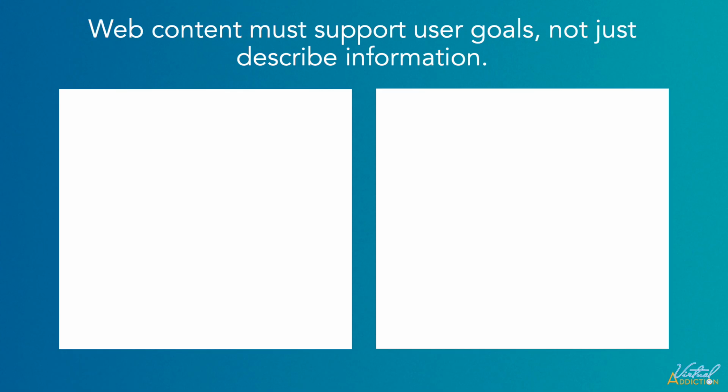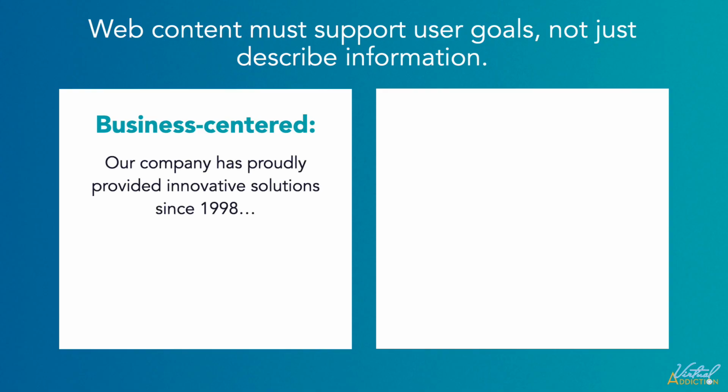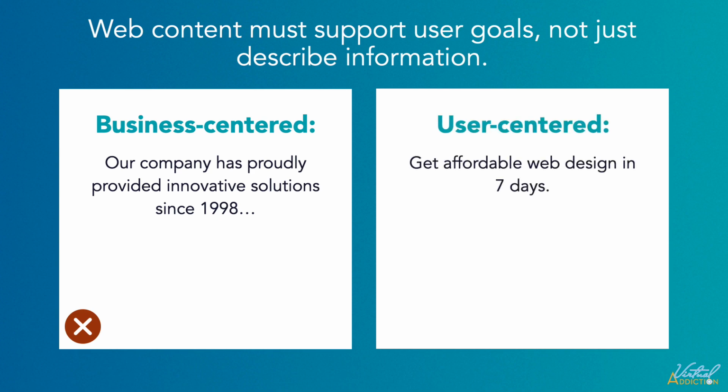Here's an example. Business-centered might say something like, our company has proudly provided innovative solutions since 1998. A user-centered version is, get affordable web design in 7 days. Notice the difference? The second version focuses on what the user wants. Users care about their problems, not your history.